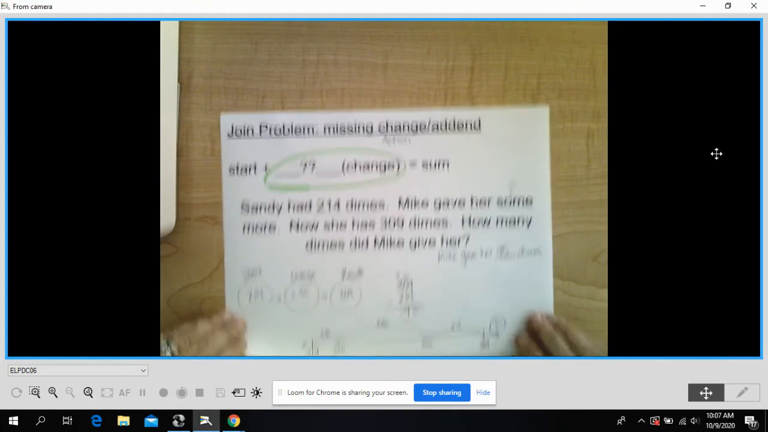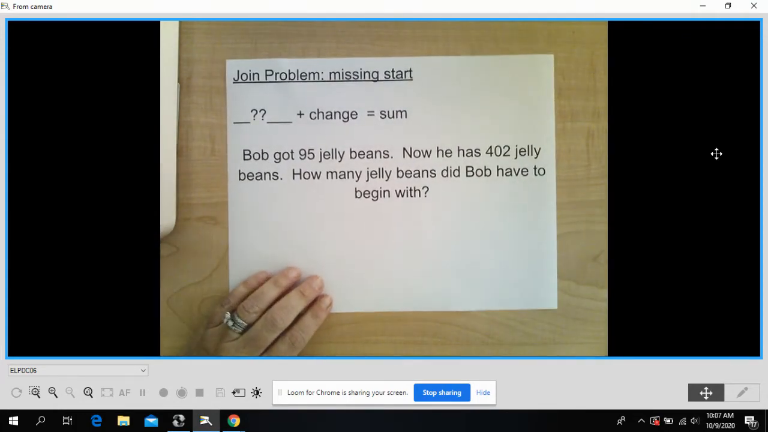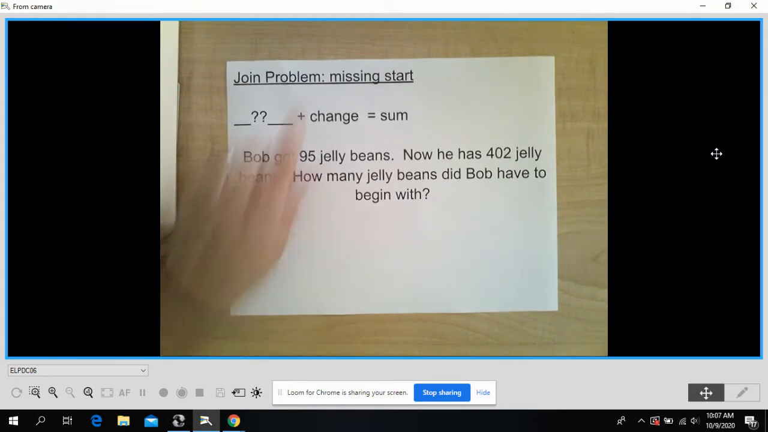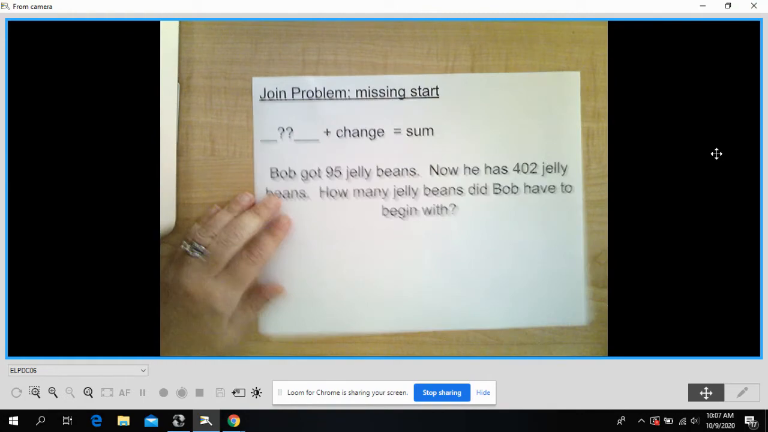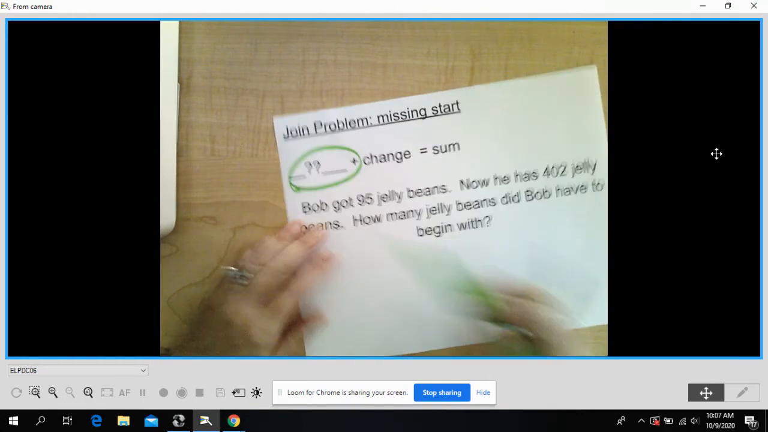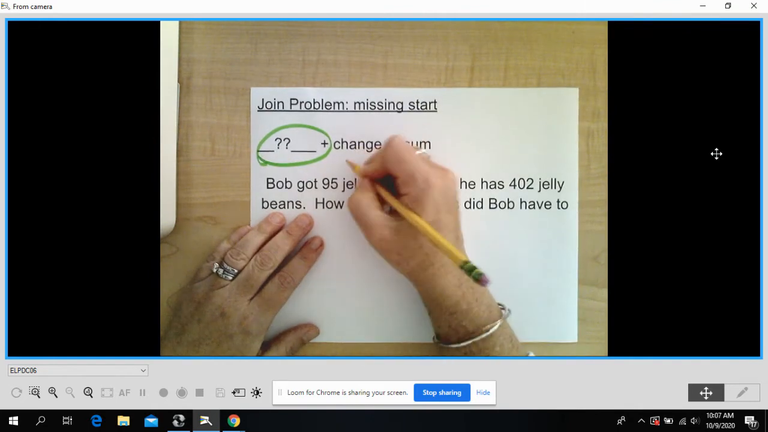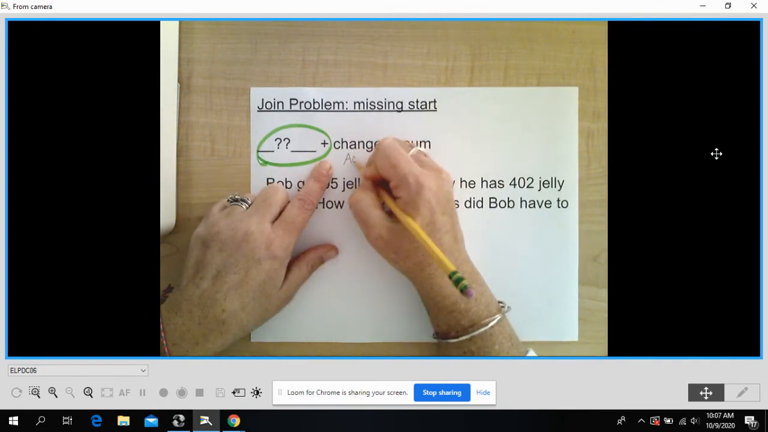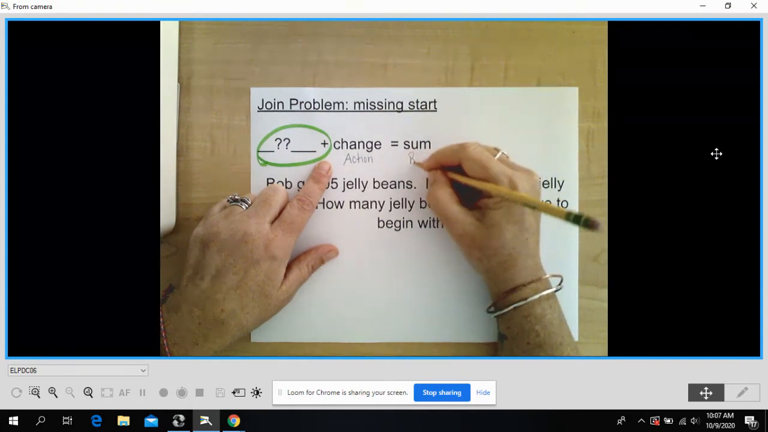Okay, let's do one more. This time in the join problem, look what's missing. The starting number. Yep, I got to find out what the starting number is. This means if I follow along this that I'll know the action and I'll know the end, the result.